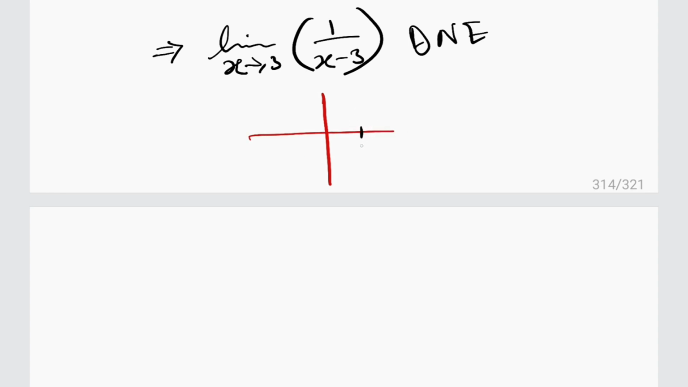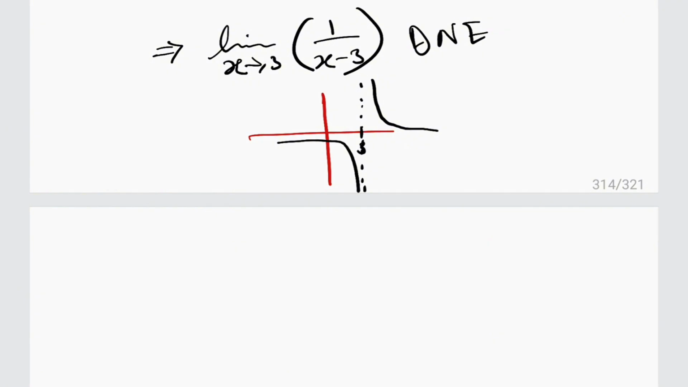Assuming this is 3, you're going to have a vertical asymptote at this point. So the graph will look like this. It is similar to the graph of 1 divided by x. The only difference is that there's a transformation here, which is a horizontal shift of 3 units to the right.